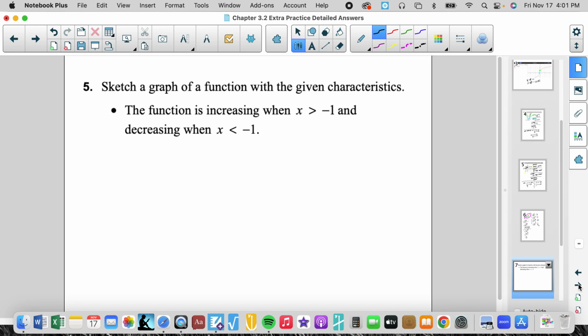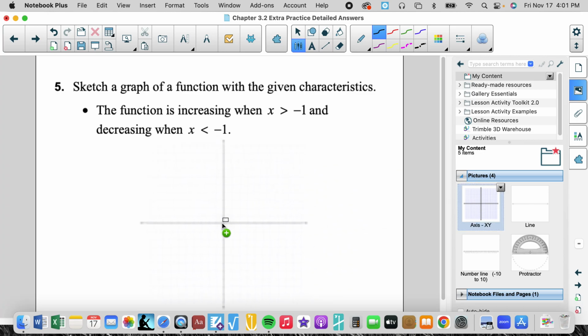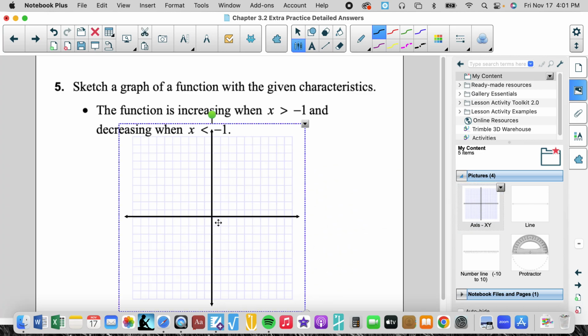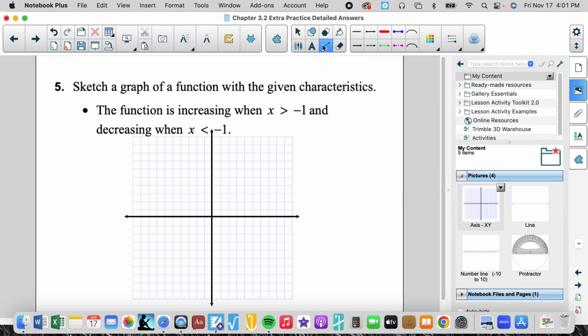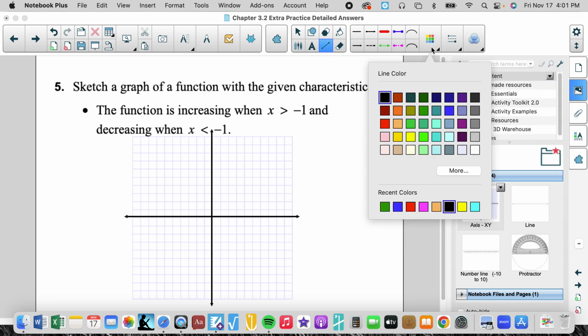The function is increasing when x is greater than negative 1 and decreasing when x is less than negative 1. Okay, so let's get a graph out so we can be concrete, so we know what we're talking about. So the function is increasing when x is greater than negative 1. Let's draw graphs that make sense. Let's make it thin. Let's put a little color in it.